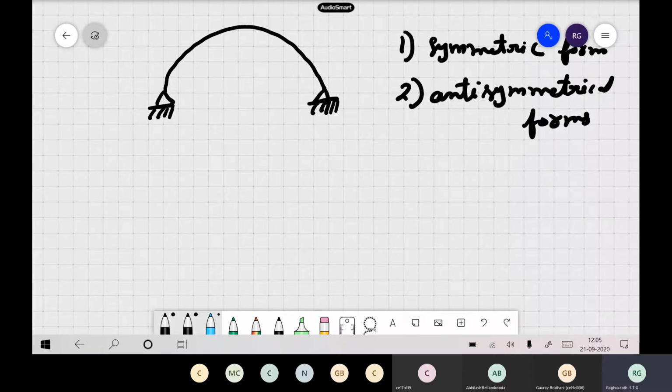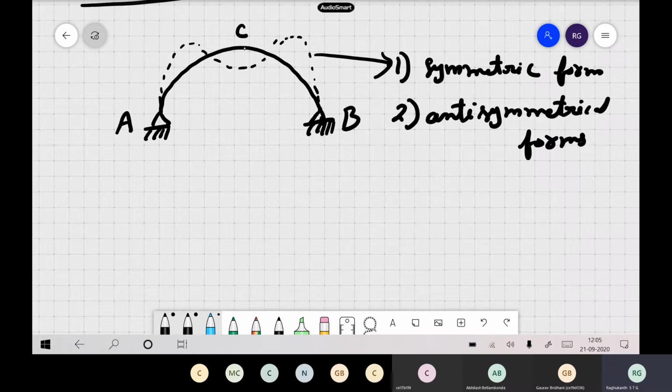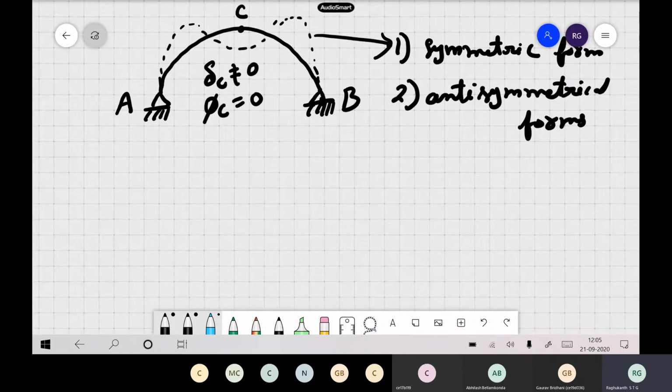The symmetrical mode will be more or less like this, with both sides deforming like this. This is what we call symmetric buckling. Suppose we take the ends as A and B, and C is the crown, the topmost point. Here the deflection at the crown is not equal to 0, whereas the rotation phi c is equal to 0. This is what we call the symmetric buckling mode.